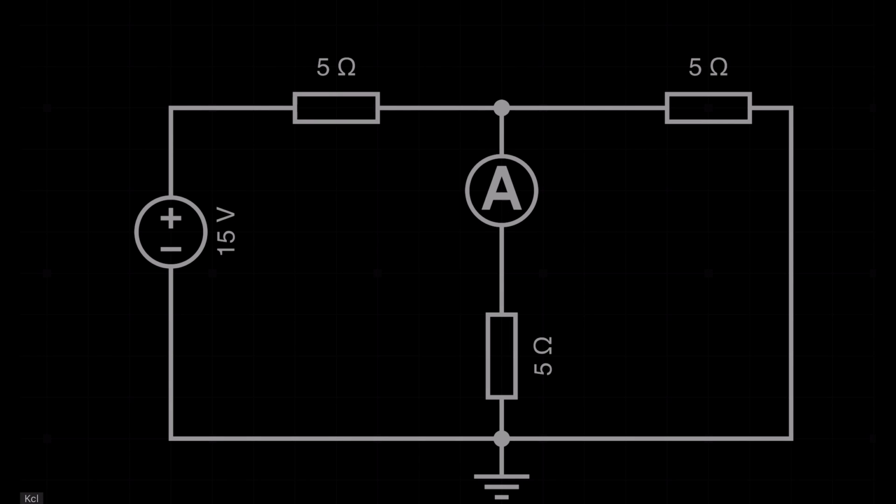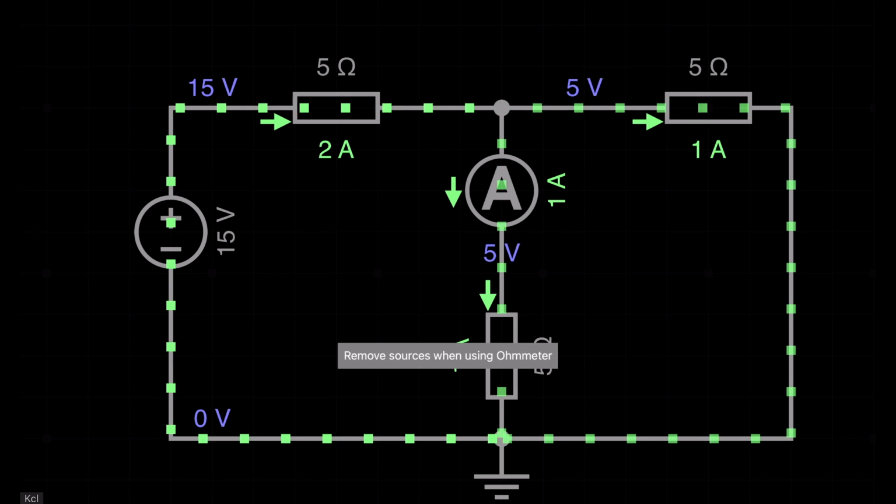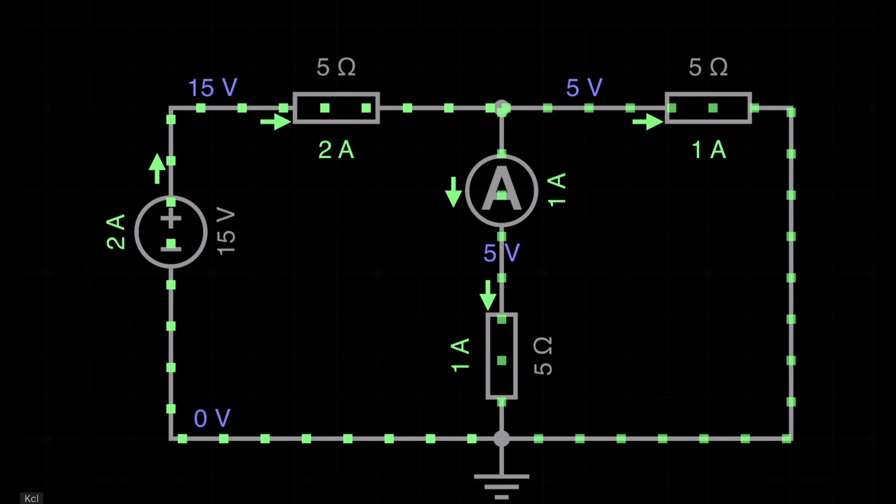Here we can see the circuit is the same as our problem. This is the voltage of 15 volt, 5 ohm resistance, 5 ohm resistance, and this is the 5 ohm load resistance. I connect an ammeter to read the load current. From our calculation, we got that this ammeter will read the load current of 1 ampere, right? So let's simulate this circuit and see what is the value of load current. Here you can see the load current is 1 ampere, right?